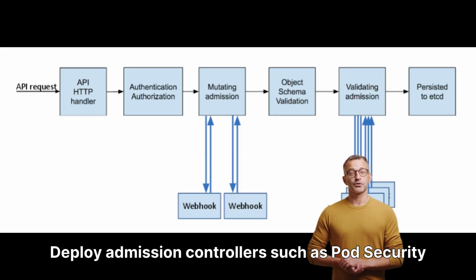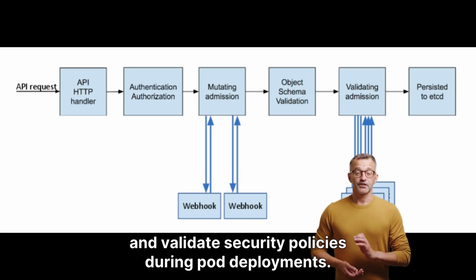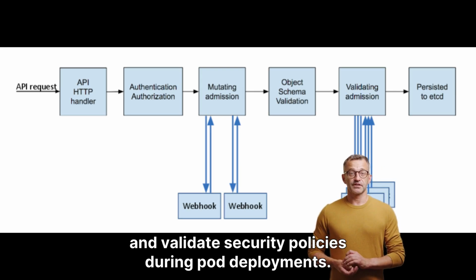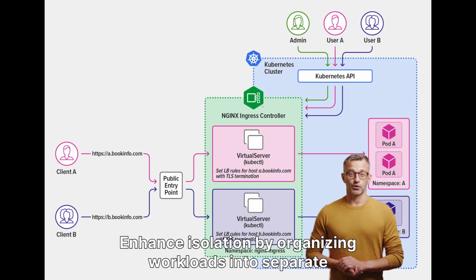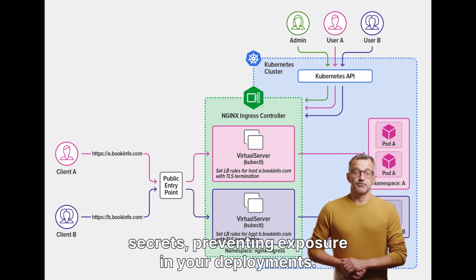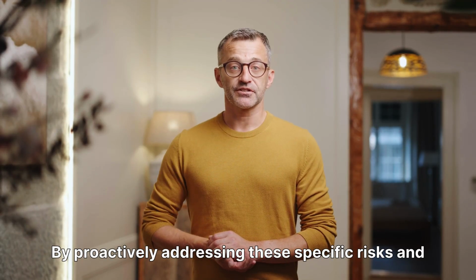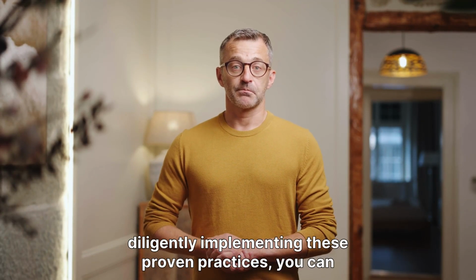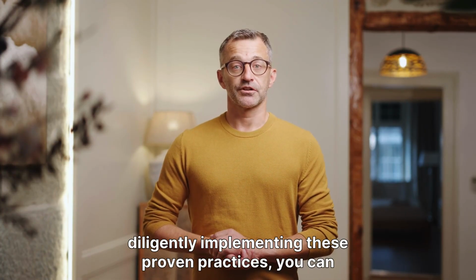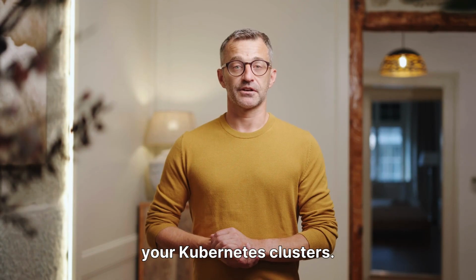Deploy admission controllers, such as Pod Security Admission or OPA Gatekeeper, to automatically enforce and validate security policies during pod deployments. Enhance isolation by organizing workloads into separate namespaces and adopt secure practices for managing secrets, preventing exposure in your deployments. By proactively addressing these specific risks and diligently implementing these proven practices, you can dramatically strengthen the overall security posture of your Kubernetes clusters.